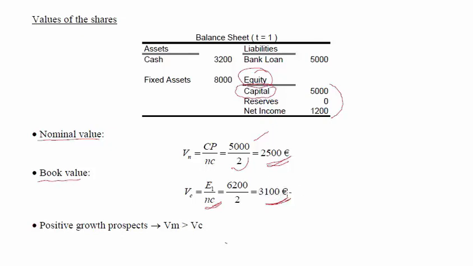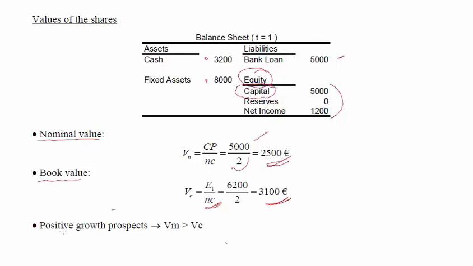3,100 euros. So this is the value that we could obtain if we decide to terminate the company and pay all the debts and then distribute the amount of money to the shareholders. So in this case, we have this cash. We can sell these assets, and then we have to pay this amount. And after that, this is the remaining money.